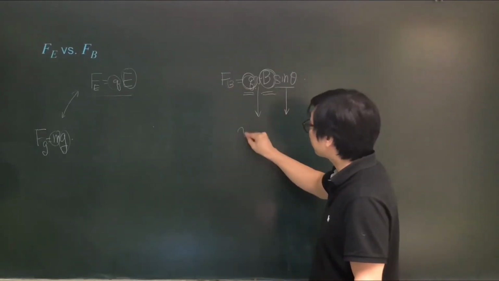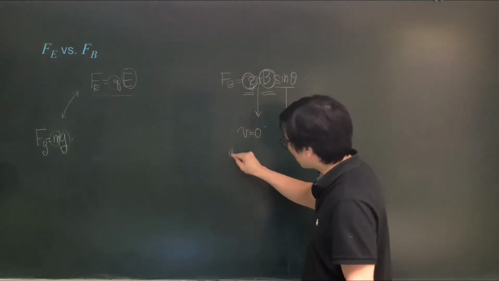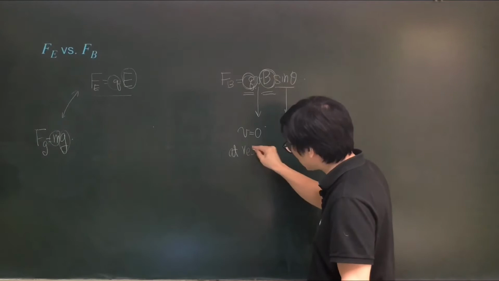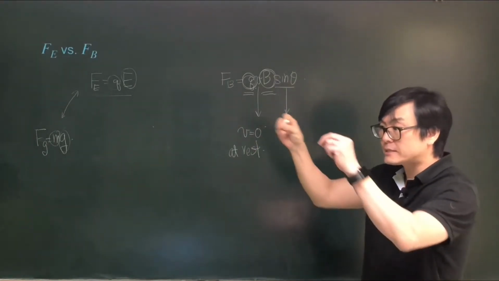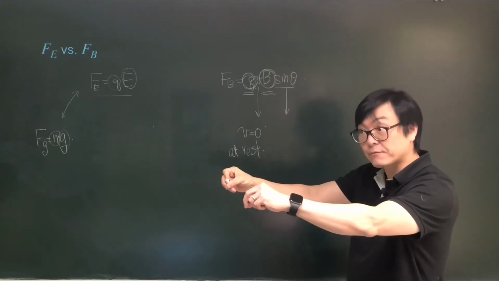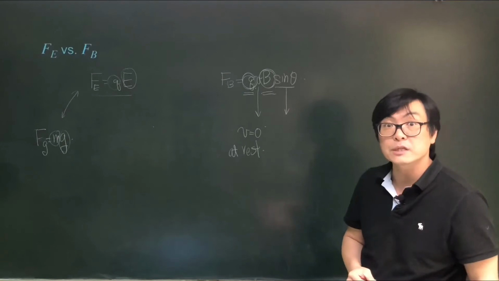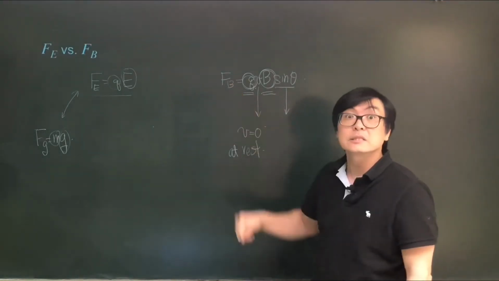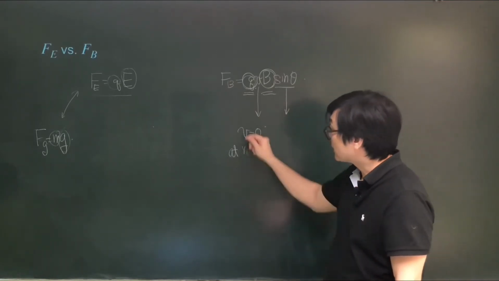First, if velocity equals 0, what it means is the particle is at rest. If you place a charged particle inside the magnetic field and just release it with the initial velocity equals 0, then this charged particle will not get any magnetic force on it, because velocity equals 0.